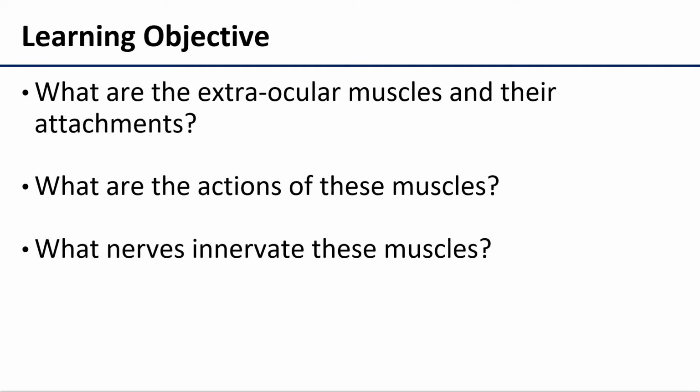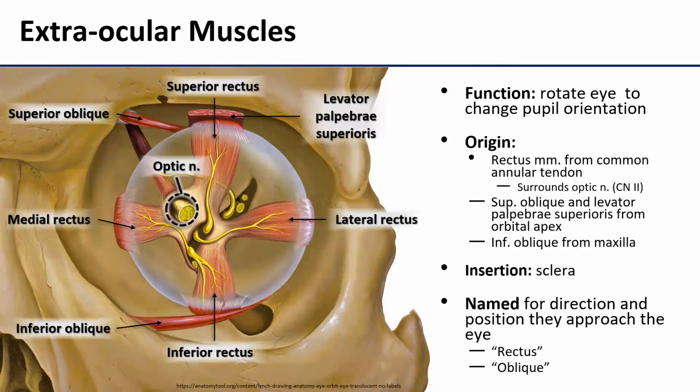The objectives for this video are to identify the extraocular muscles and their attachments, and then describe their actions and innervations. The extraocular muscles are a group of muscles that insert on the sclera of the eye and function to change pupil orientation by rotating the eye.